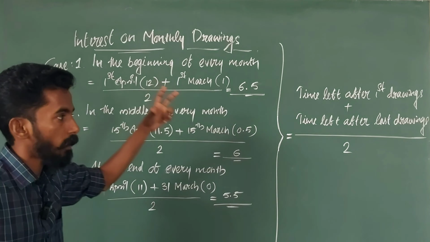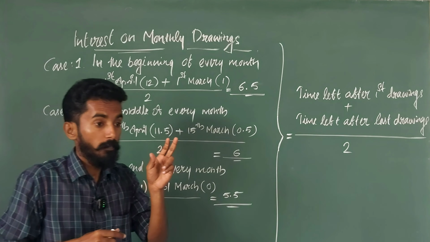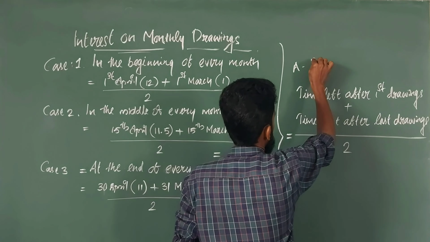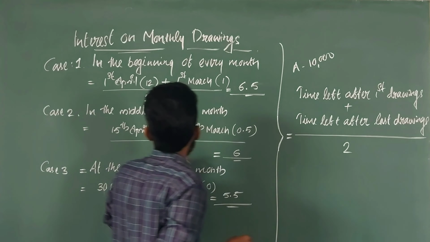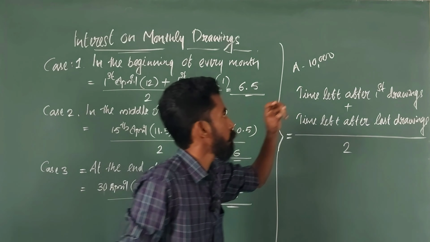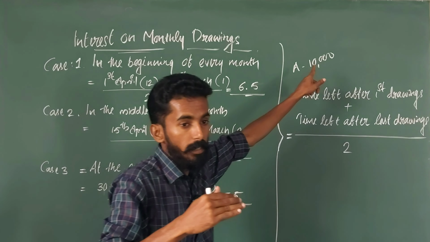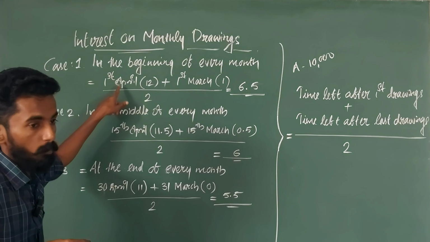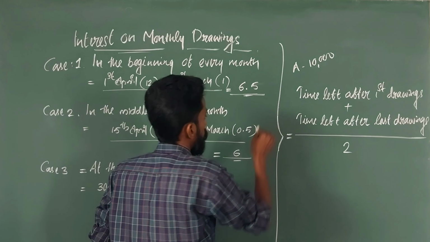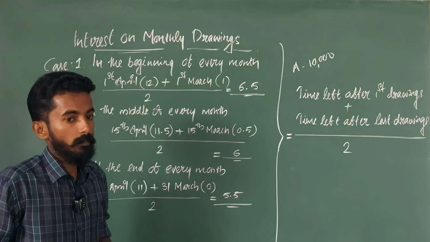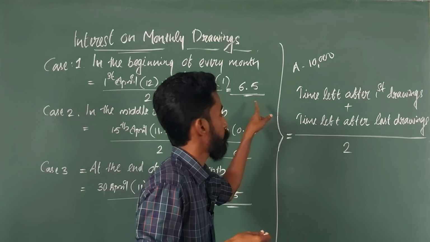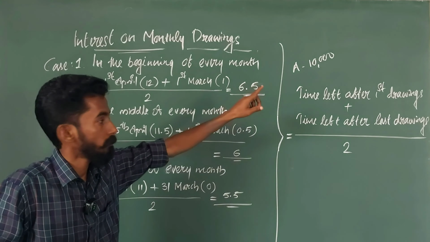That means if a partner is going to withdraw a fixed amount, suppose partner A is going to withdraw rupees 10,000 in the beginning of every month. That means amount is also same, time period is also same. Then only you can apply this formula. So there you can see that the average period is 6.5. From where you are getting this 6.5? What is the logic behind that average period of 6.5? Do you have any idea?